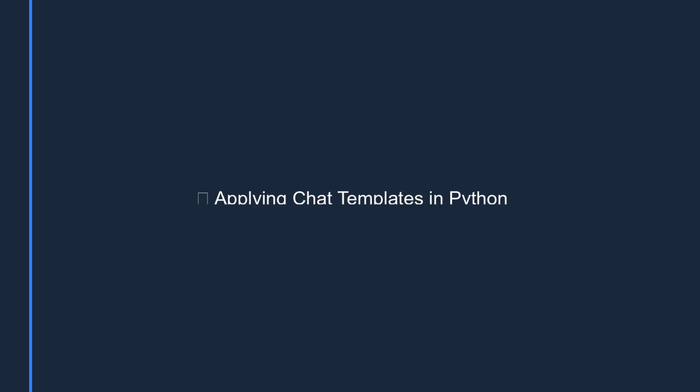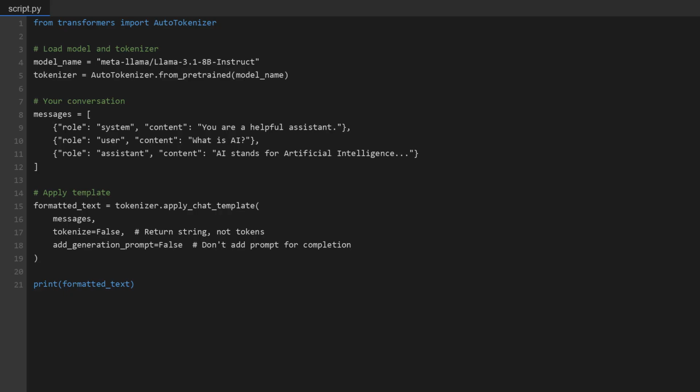Applying chat templates in Python. In Python, the transformers library gives you apply_chat_template directly on the tokenizer object. Here, we load the tokenizer for meta-llama/Llama-3.1-8B-Instruct and define a messages list. Setting tokenize=False gives you back a plain string rather than token IDs, which is exactly what you want when you're inspecting the output or preparing a dataset rather than running inference. The printed result shows you the fully formatted conversation string, control tokens and all.